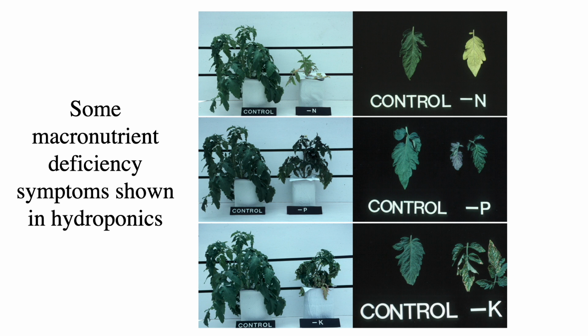And this is because nitrogen is part of the chlorophyll molecule, and this chlorophyll molecule breaks down, showing some yellow color rather than green color. Chlorophyll has a green color to it. Here's another plant with phosphorus deficiency.